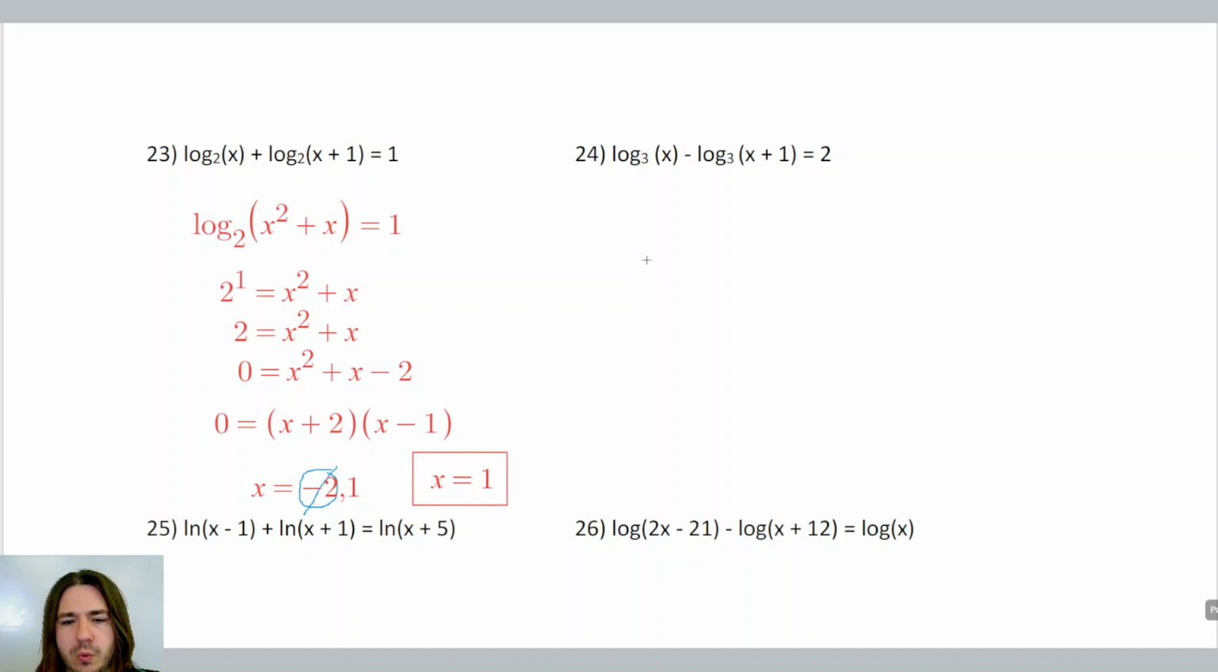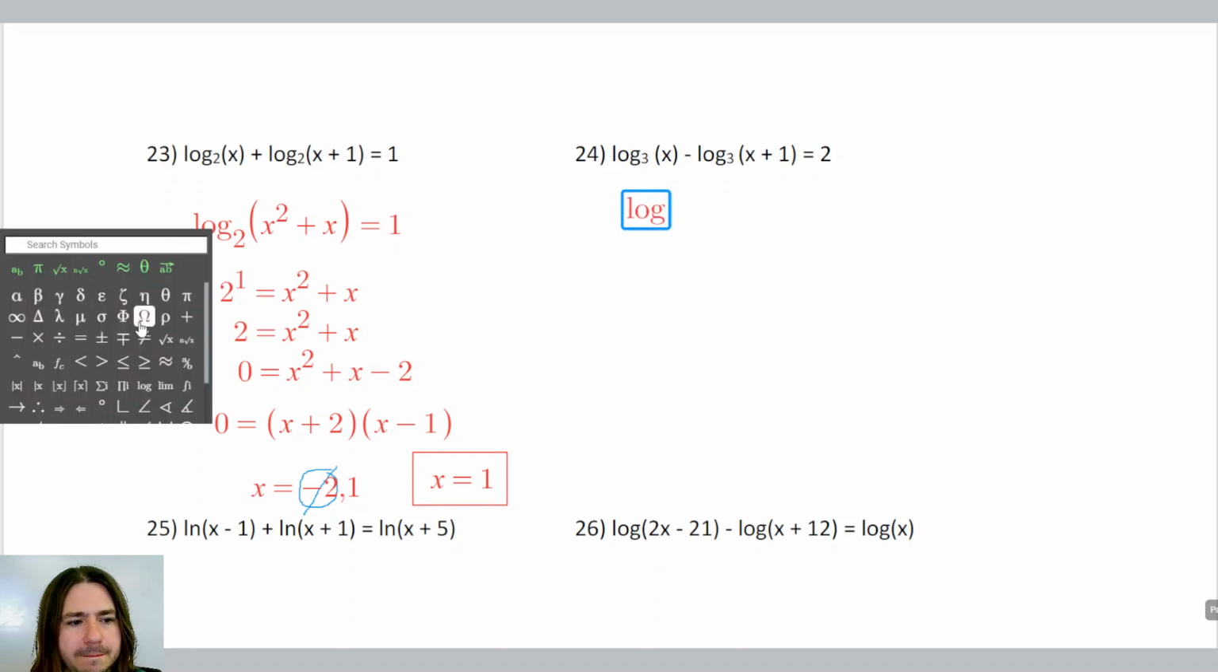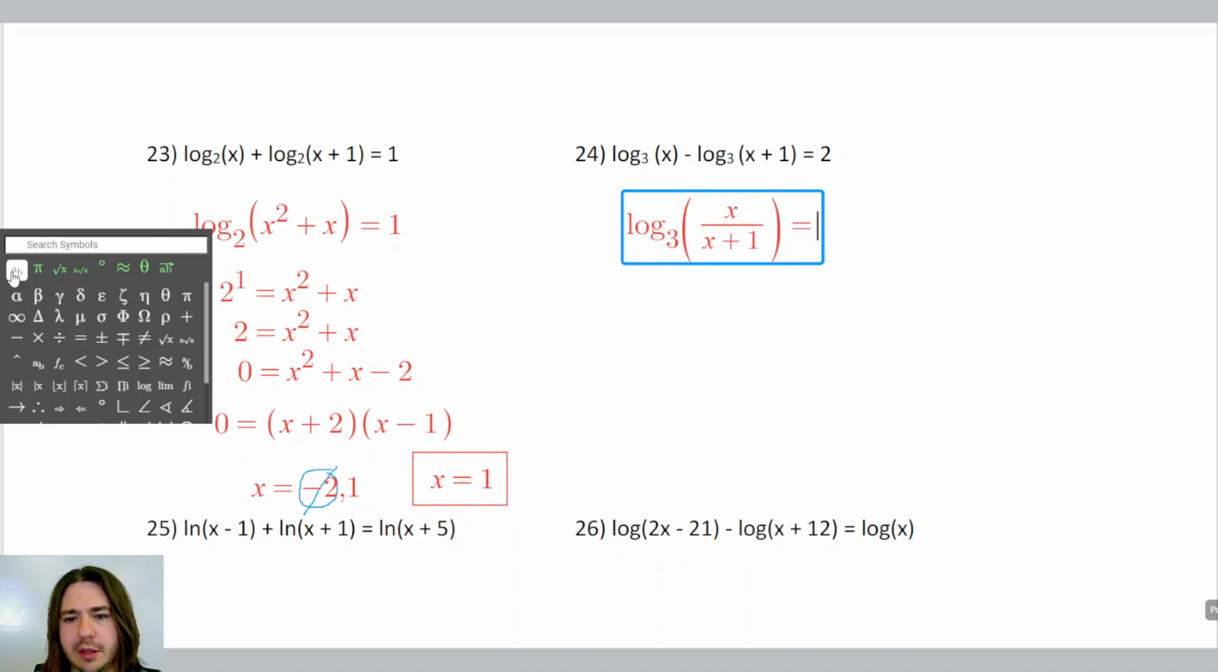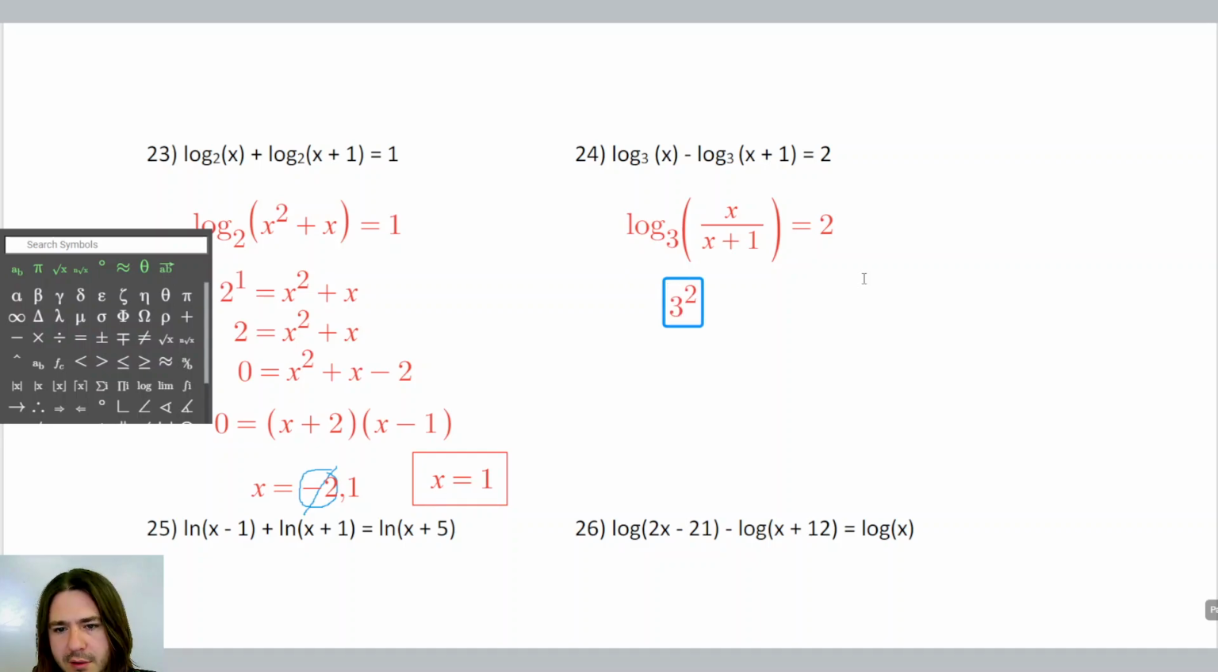For number 24, same thing, except we'll use the quotient identity or property rather than the product one. So we got log base 3 of x divided by x plus 1 equals 2. From here, we can rewrite this using exponents. So 3 squared equals x over x plus 1. 3 squared here is just 9, okay?